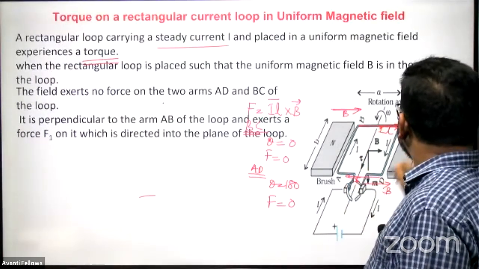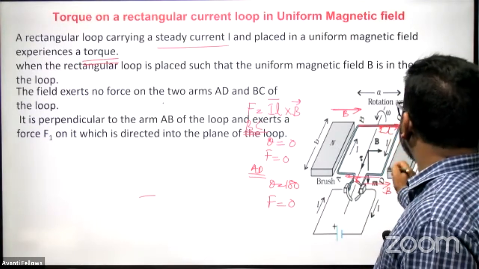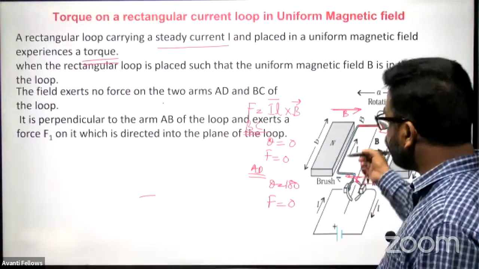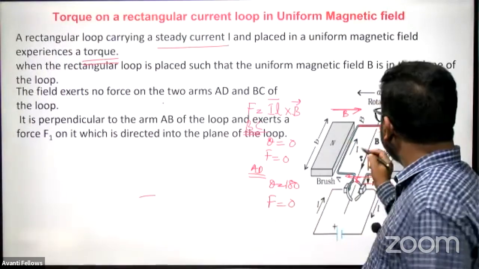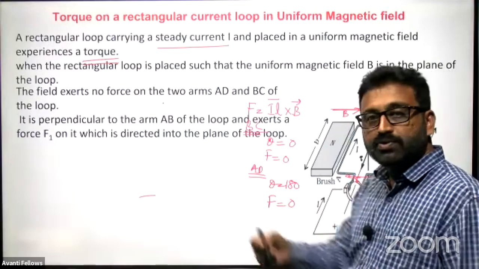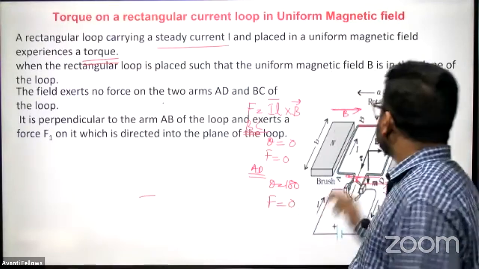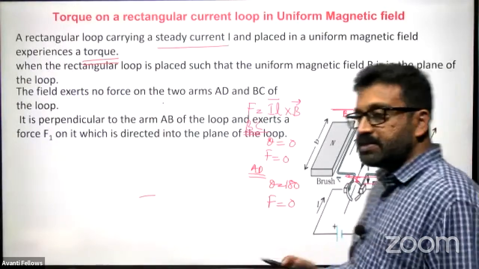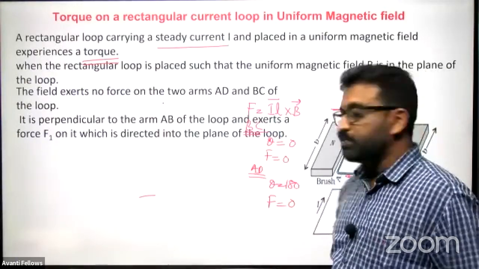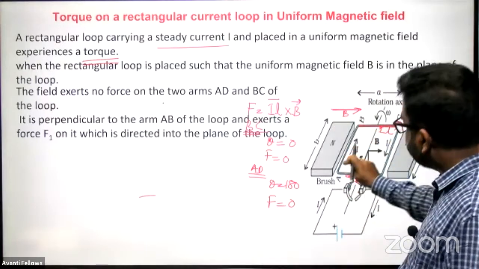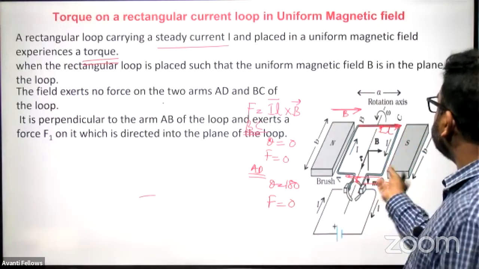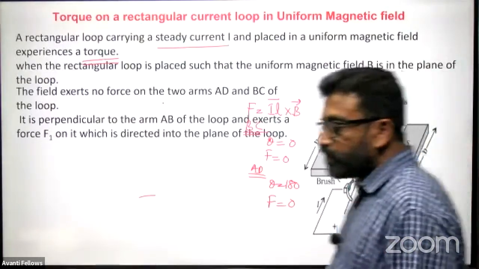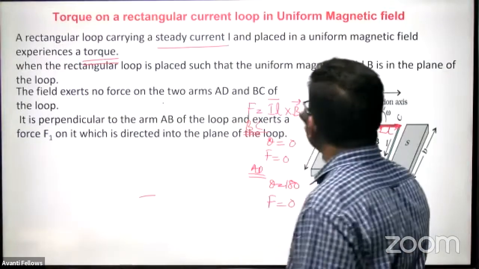And in the case of DC, the current is opposite. If side AB experiences a force which is into the plane of the loop, see here, the current in DC is in the opposite direction. This DC will experience a force out of the plane of the loop. So here the force is inward, here the force is outward. This will go for a rotation. Once again, I'll make it more clear.